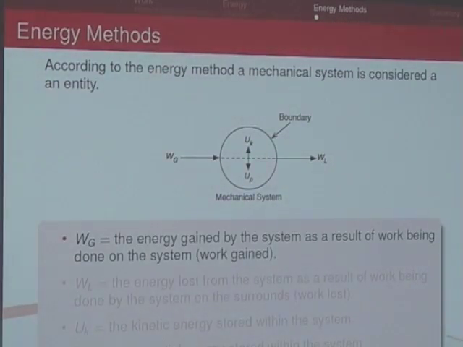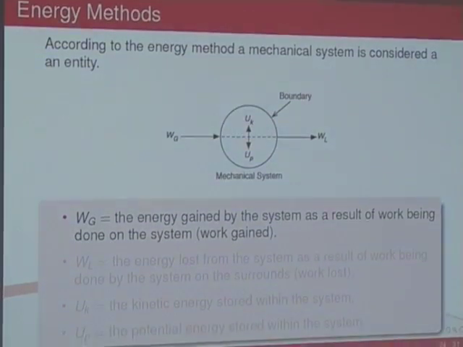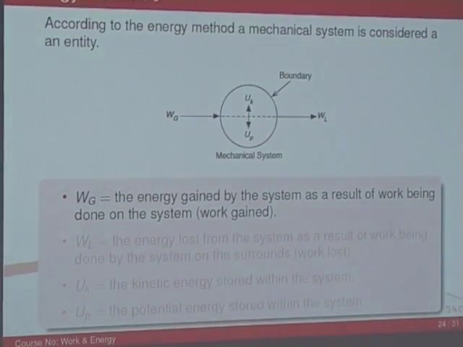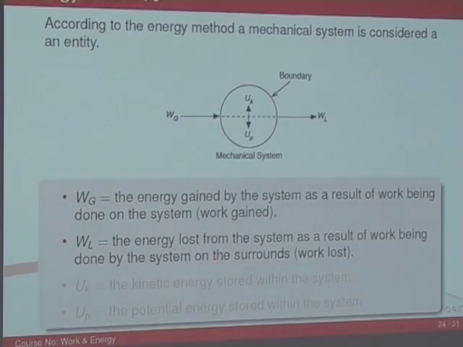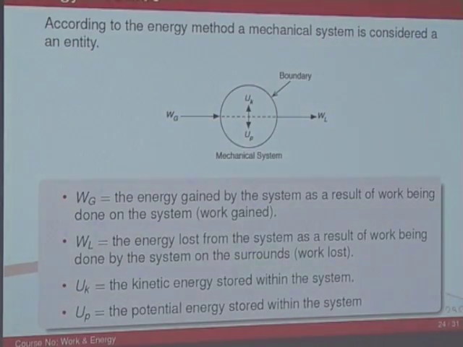Well, we'll go through these first. The work gained is the energy gained by the system as a result of work being done. The work lost is a result of work being done by the system on the surroundings. That could be friction, for example. We've got the kinetic energy stored within the system, so that's by virtue of its velocity, and the potential energy stored within the system, which could be due to gravity or a spring.